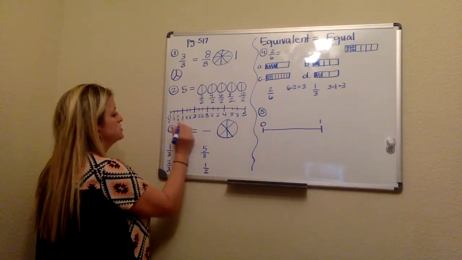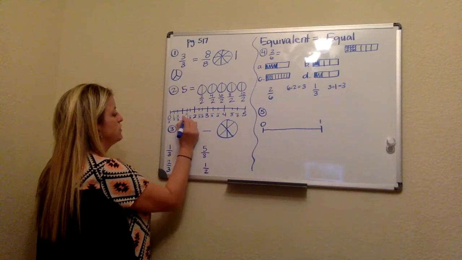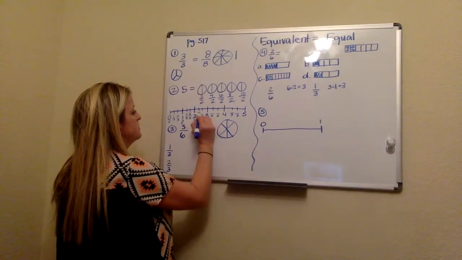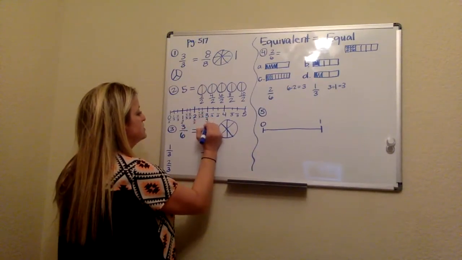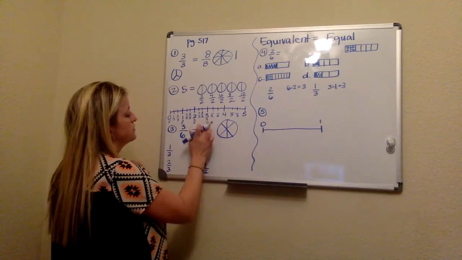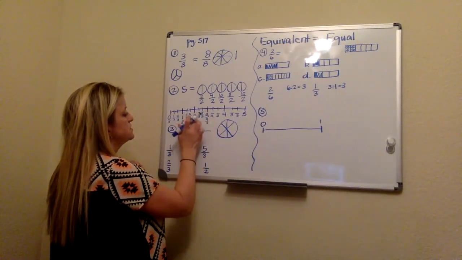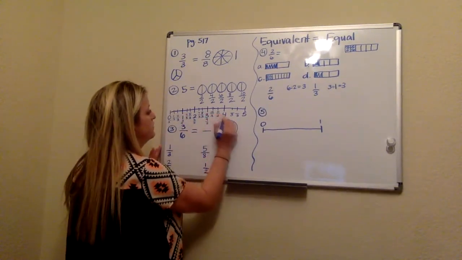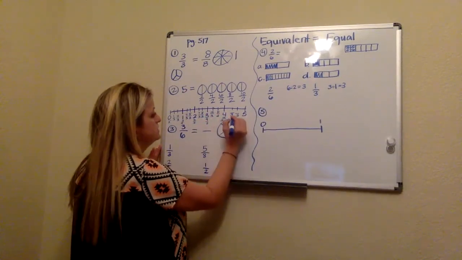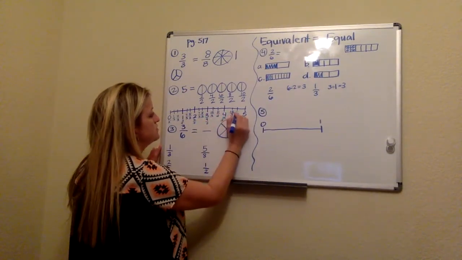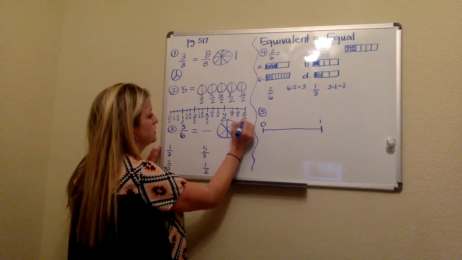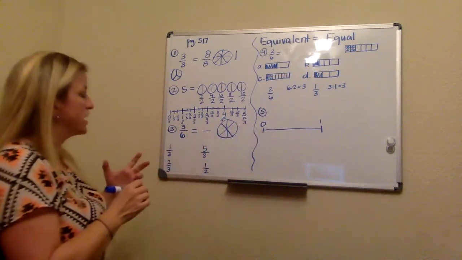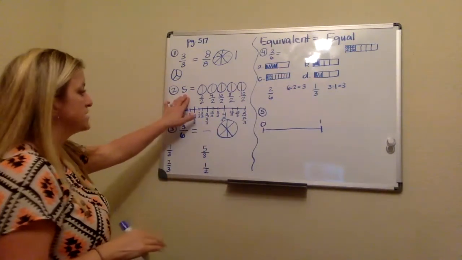1/3, 2/3, 3/3, 4/3, 5, this would be 6/3, 7, 8, 9/3. 3 times 3 is 9. 9 divided by 3 is 3. 3 times 2 is 6. 6 divided by 3 is 2. Pretty cool. 9. Keep going. 10, 11, 12 thirds. This is 13, 14, 15 thirds.